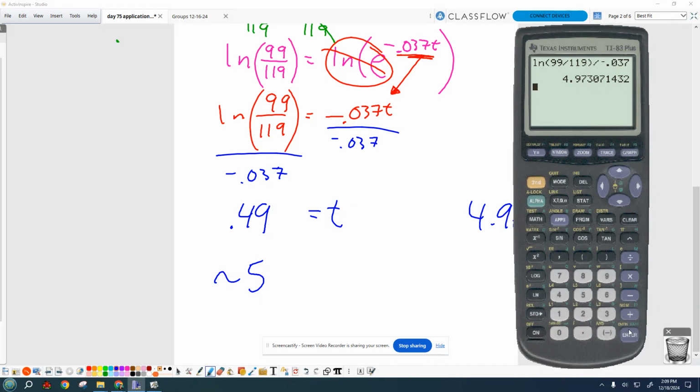Okay, can you do the last one? Repeat the process and tell me how long it takes for the pizza to get to be 100 degrees.